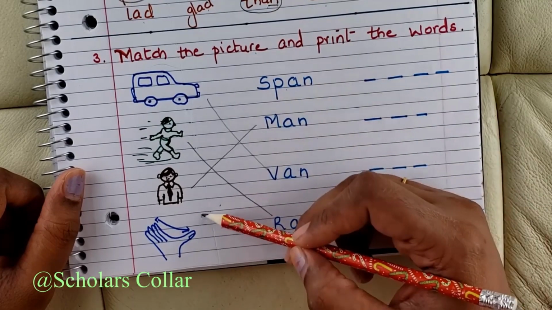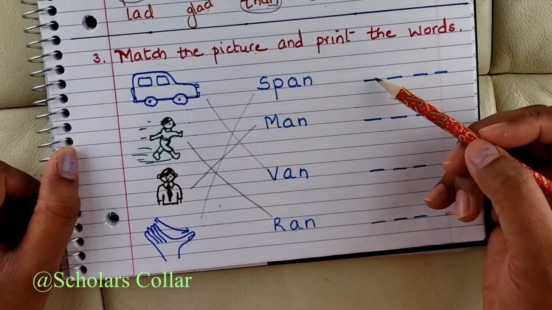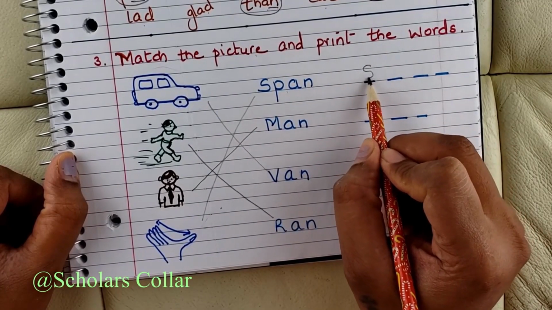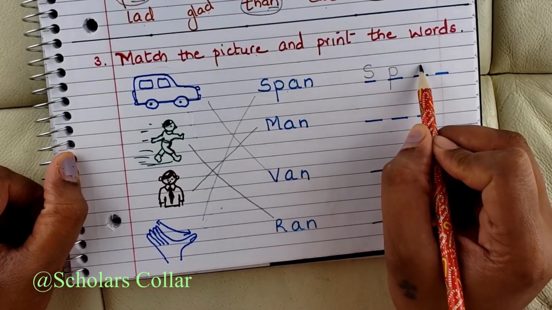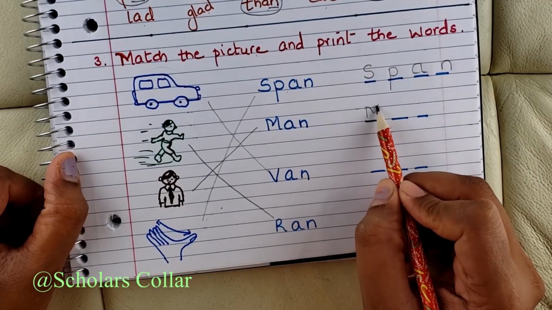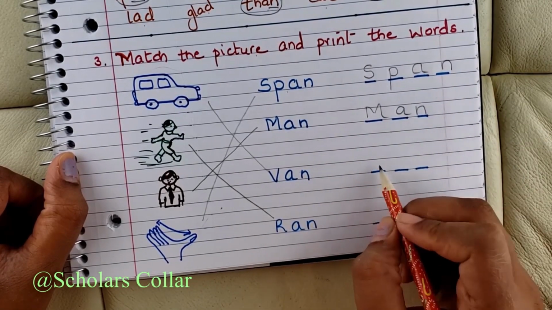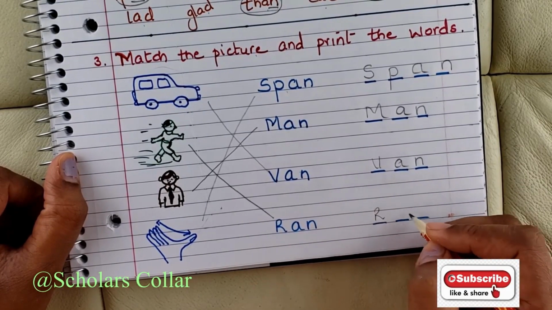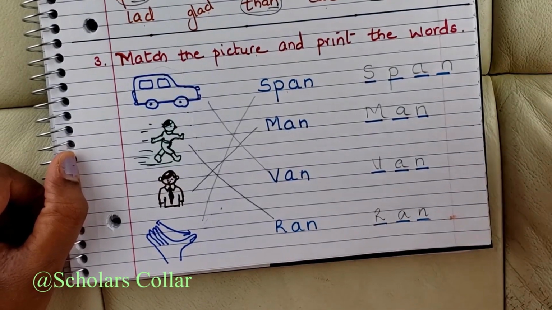So while I'm doing this, you gotta ask your child to pause the video and pick the correct word. Here we're just going to go ahead and print the words as is. So sp, an, span. If your child needs help, you can just put dots and then have them write on it until they're thorough with writing. If they are comfortable, then they can just write by themselves.